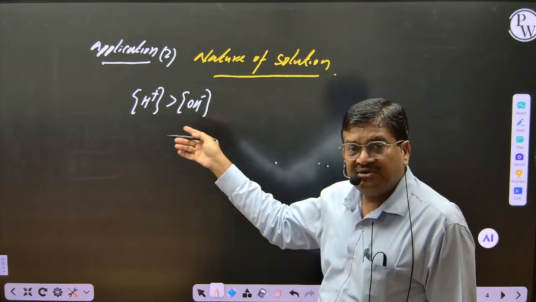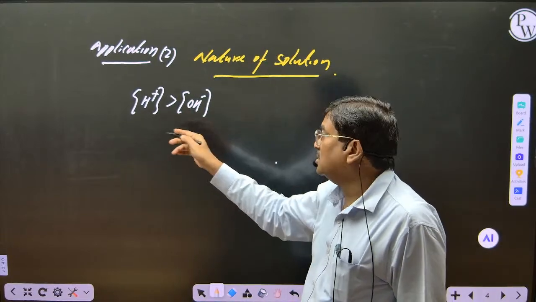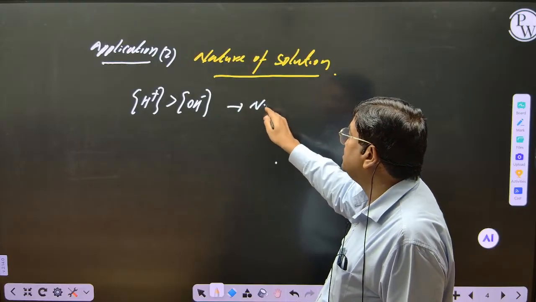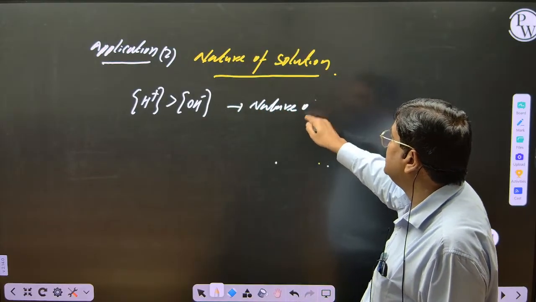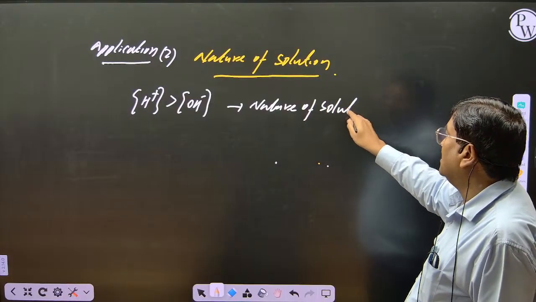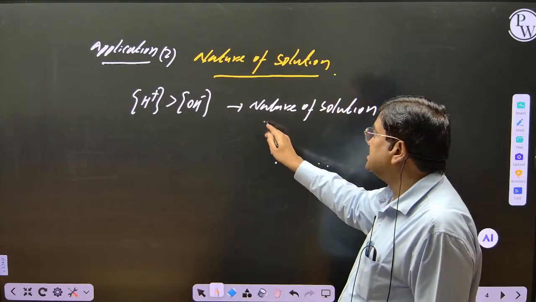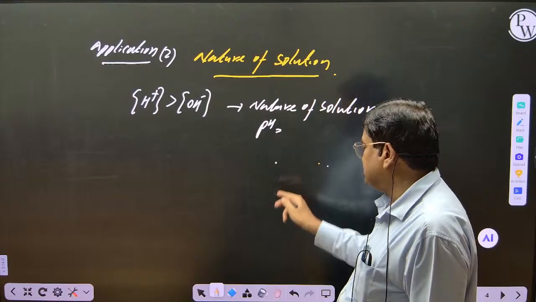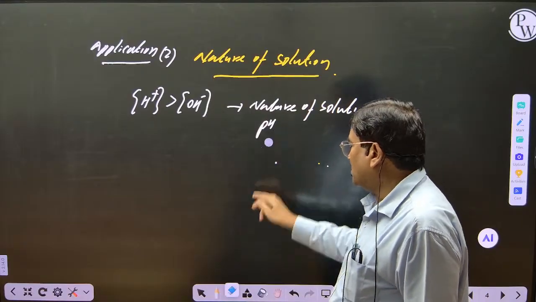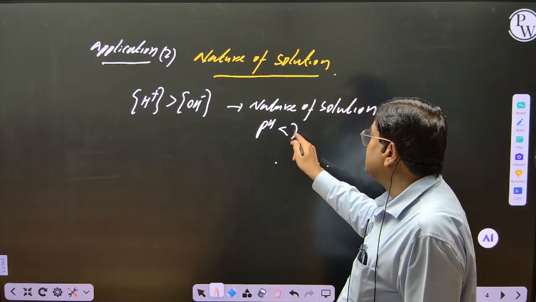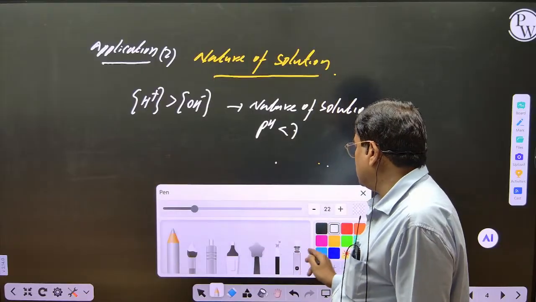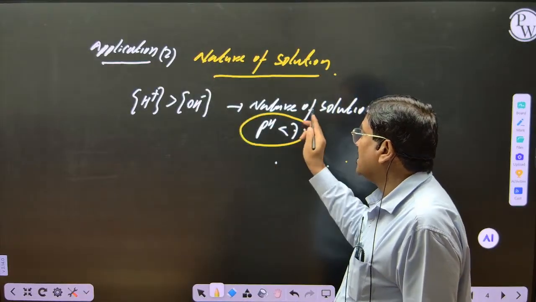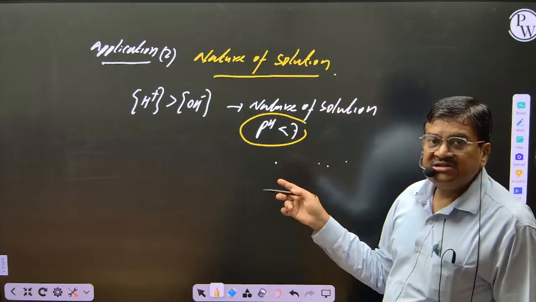Why? Because the hydronium ion concentration is more. So what will be the nature of the solution, students? The nature of the solution will be acidic. What acidic means, we will discuss in the coming session. The pH will be less than 7. So how will the pH be for acidic, students? Less than 7, if it is an acidic solution. Now are we knowing the nature of solution or not?